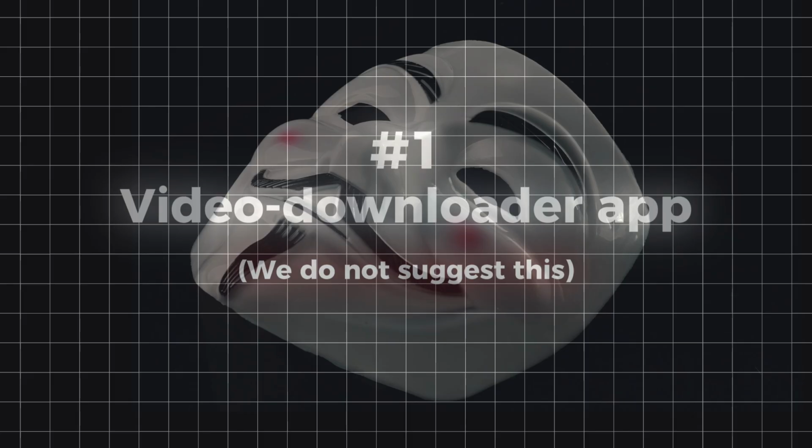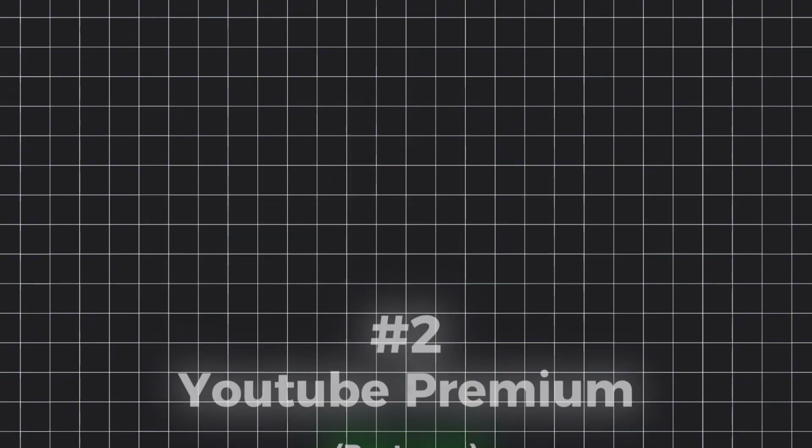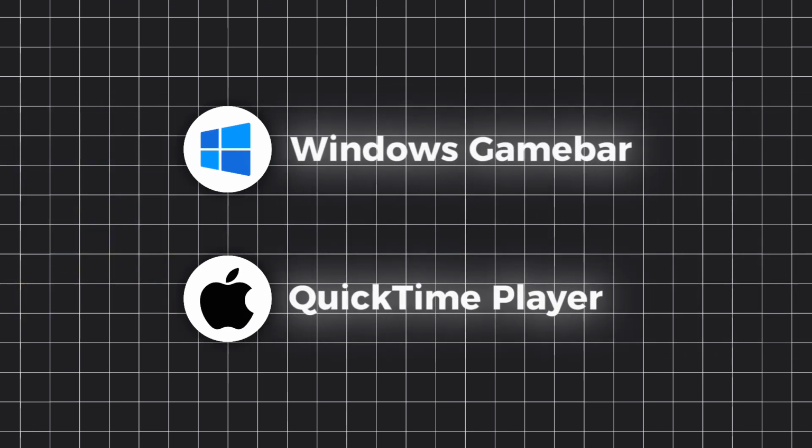The first one is by using a video downloader app, but we do not suggest this. It's a bit shady, and it's also one of the easiest ways to get a virus or get hacked. The second one, the best one, is by using YouTube Premium if you have it. And finally, the third way, our way, is to screen record the video. Both Windows and Mac have built-in free screen recording programs, so everyone can use this method.